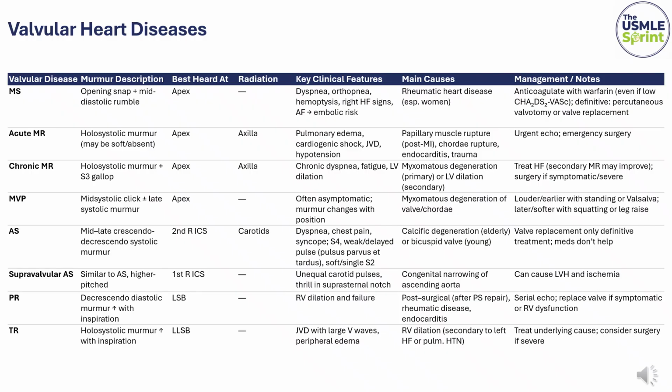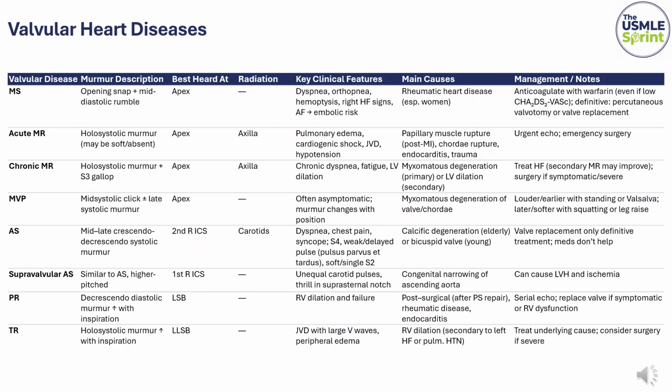There's also supravalvular aortic stenosis, which is a congenital narrowing of the ascending aorta. The murmur sounds similar but is best heard higher, around the first right intercostal space. You might find unequal carotid pulses or a palpable thrill in the suprasternal notch. These patients can develop LV hypertrophy and even myocardial ischemia due to coronary artery narrowing.